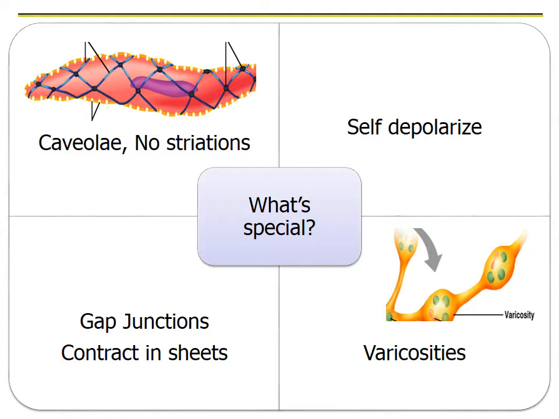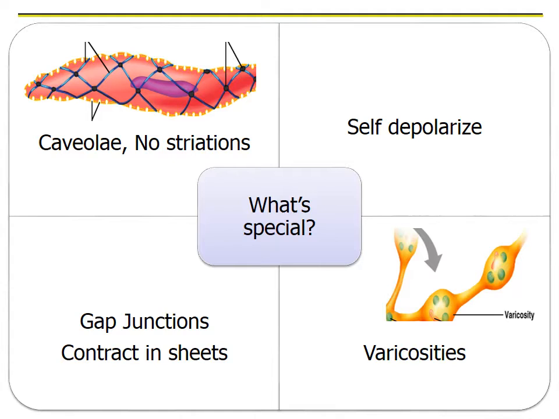Most smooth muscle cells in the sheets are coupled by gap junctions to ensure that they contract together in large units. Also, smooth muscle does not have terminal neuromuscular junctions. The motor neurons here have synapses that occur in chains and are called varicosities.